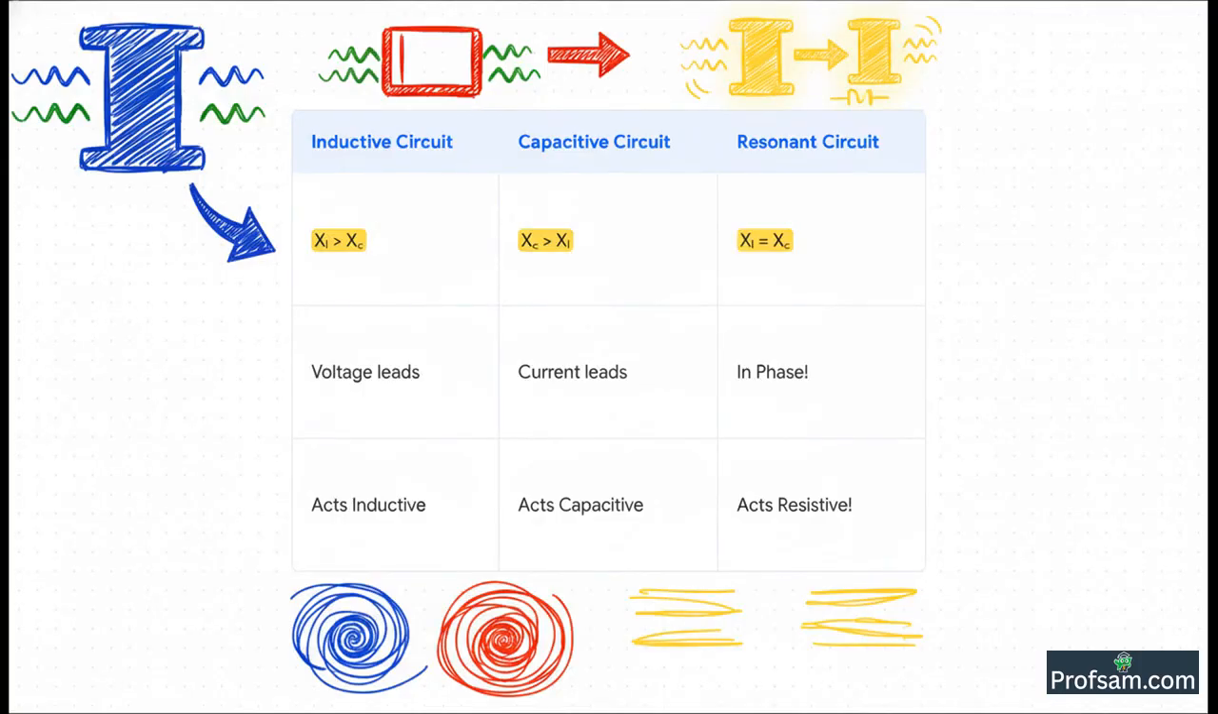Now, pay close attention to this slide. It shows the 3 different personalities of the circuit. If XL is greater than XC, the inductor wins, and we call the circuit inductive. If XC is greater, the capacitor wins, and the circuit becomes capacitive. But in that one special case, when XL becomes equal to XC, the 2 reactances completely cancel each other out, and the circuit becomes purely resistive, where voltage and current get back in a straight line, just like old friends.